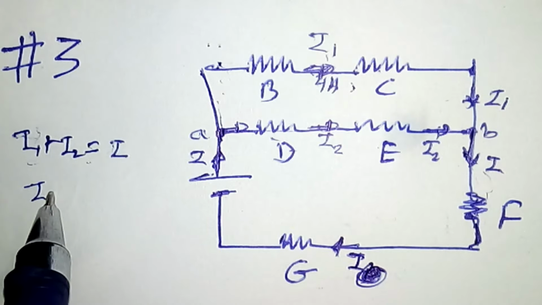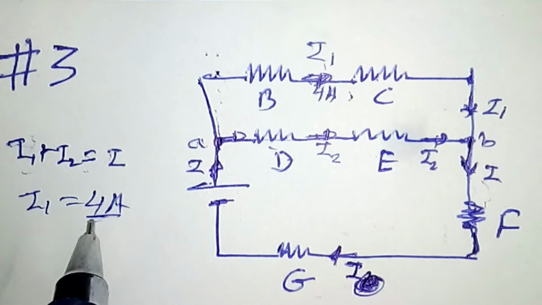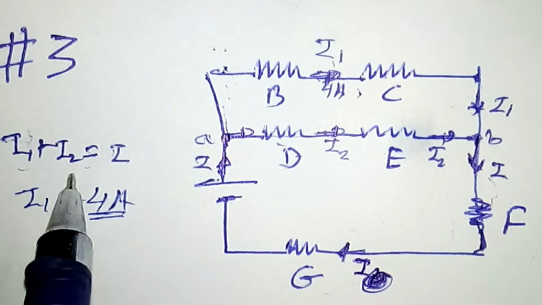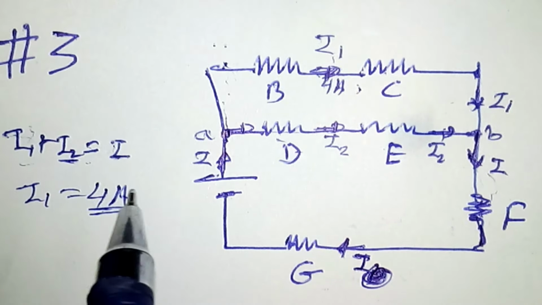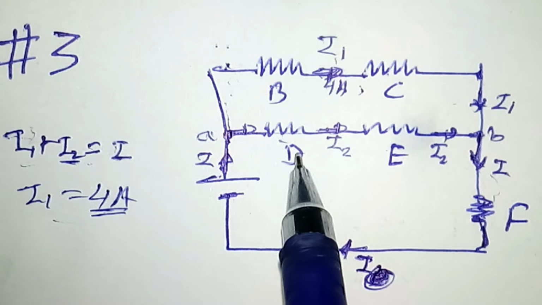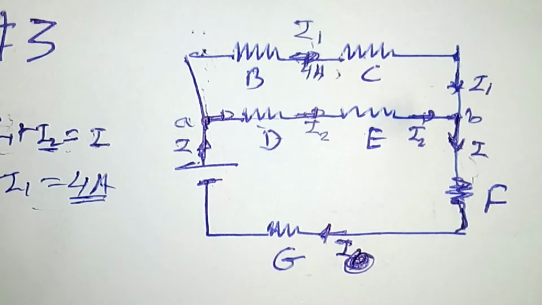Since I1 is given, I1 is 4 amperes, it is known. So 4 amperes plus I2 is I. Then I have to find the current I2 which is passing through resistors D and E. To find this, I have to use Kirchhoff's loop rules. So I have here three loops.